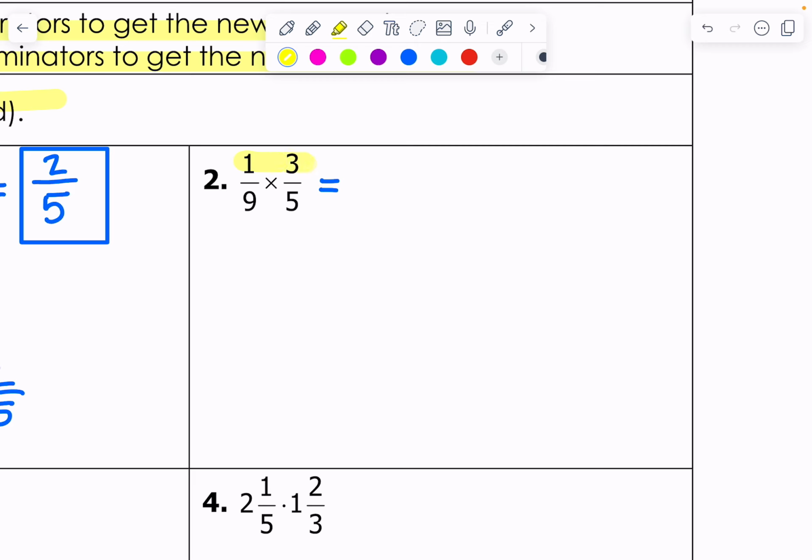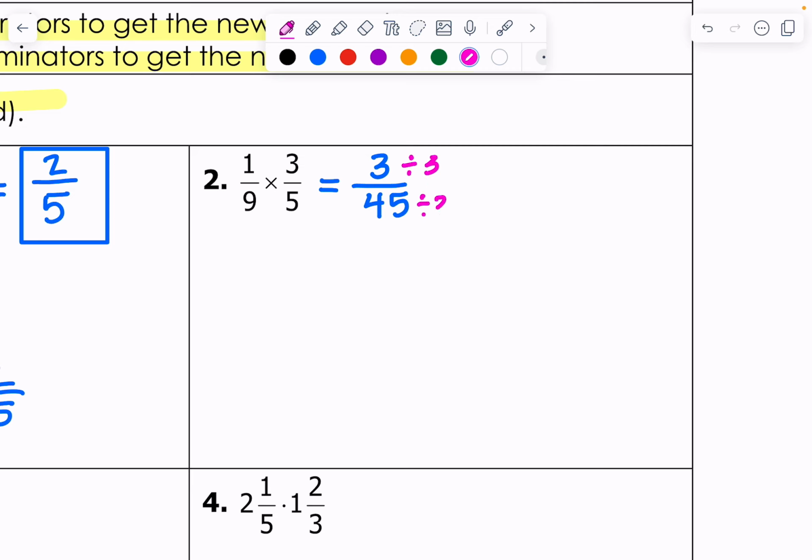When I multiply our numerators, we get 1 times 3 is 3. When we multiply our denominators, 9 times 5 is 45. Now, is this a simplified fraction? I think both 3 and 45 are divisible by 3.